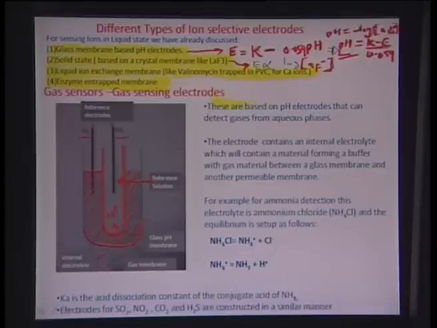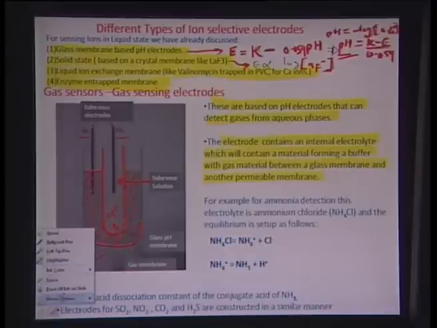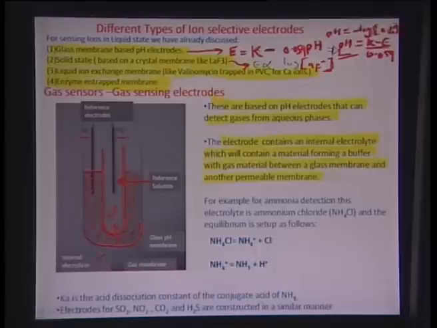So, essentially these are based on pH measurement, and they can detect gases from aqueous phases. The electrode contains an internal electrolyte which will contain a material forming a buffer with the gas material between the glass membrane and the permeable or selective membrane. So, essentially this is a concept of buffering. You are trying to select something which would create a buffer material and would equilibrate with the particular gas being taken up in this electrode. Let us suppose we are trying to detect ammonia, NH3; the system is trying to detect ammonia gas.